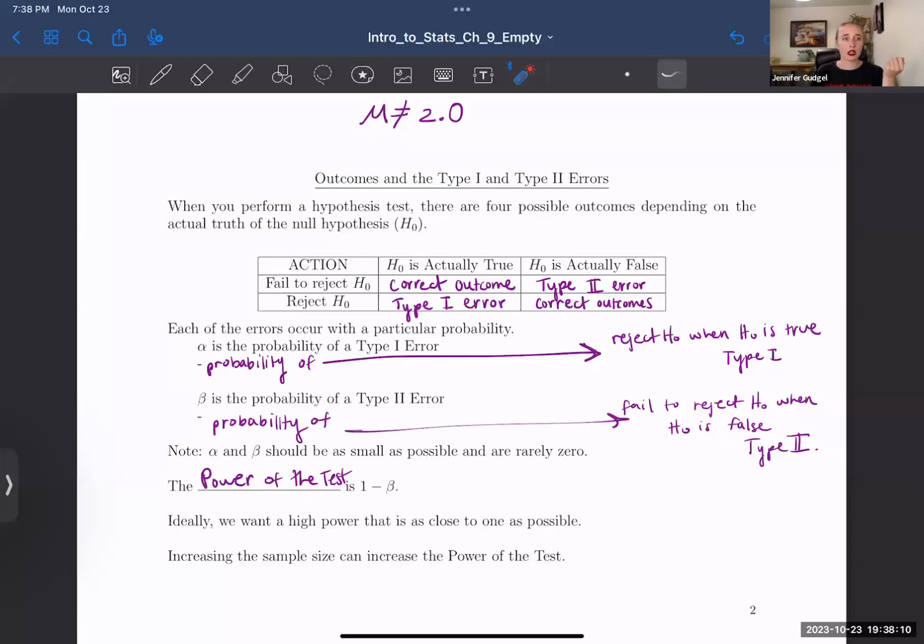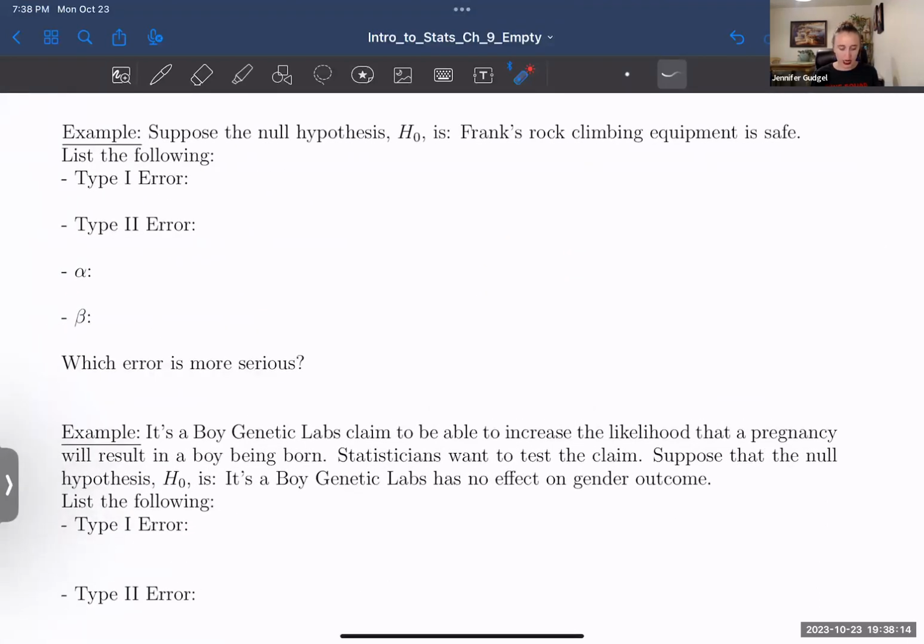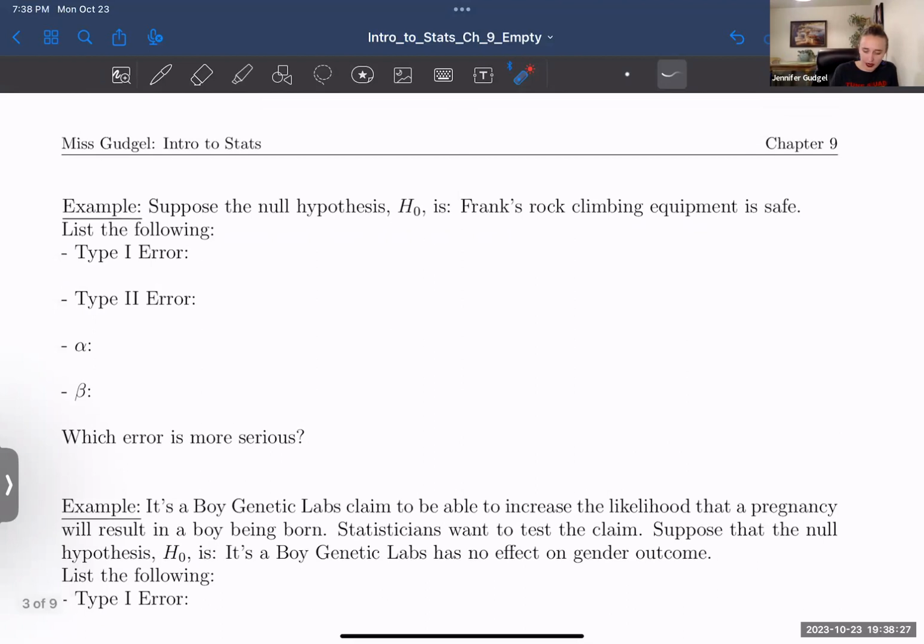Let's go ahead and look at an example. So scrolling to the next page, we're talking still about type 1 and type 2 errors. Suppose the null hypothesis, H naught, is that Frank's rock climbing equipment is safe. That's our H naught. So if you need to flip back to the other page, you can.